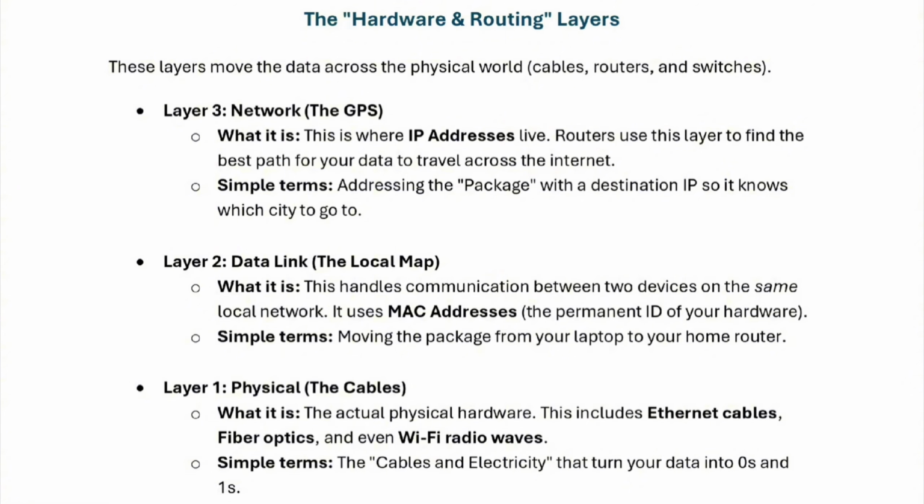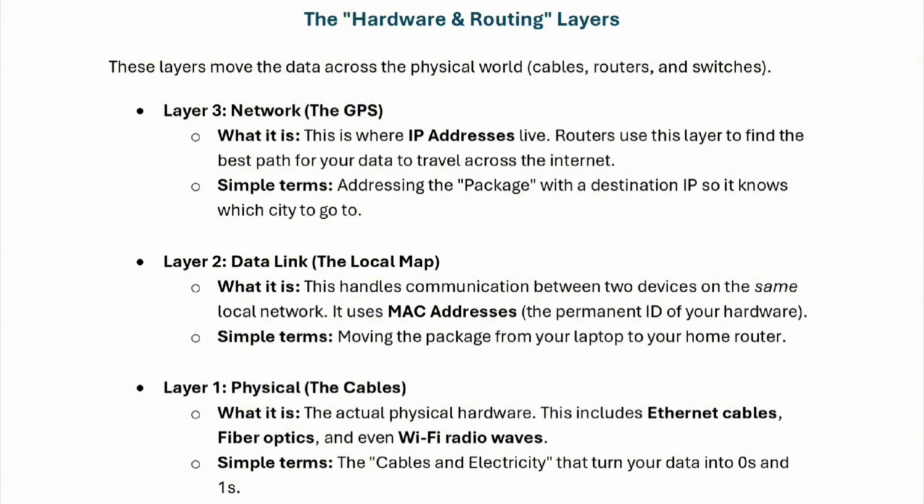Layer 2 is the data link layer, the local map. It handles communication between two devices on the same local network. It uses MAC addresses, the permanent ID of your hardware. In simple terms, it moves the package from your laptop to your home router. Layer 1 is the physical layer, the cables. This is actual physical hardware, including Ethernet cables, fiber optics and even Wi-Fi radio waves. In simple terms, the cables and electricity that turn your data into zeros and ones.